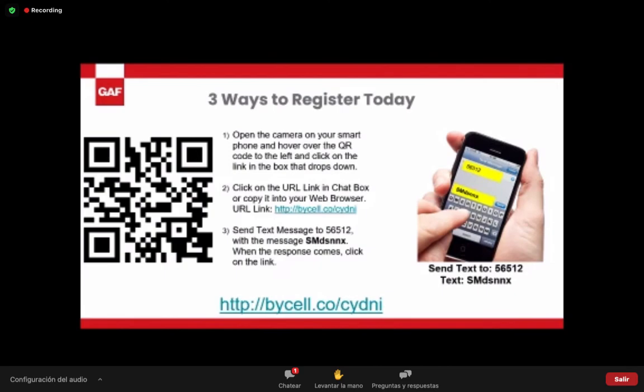And one thing I did miss, if you have an Android phone and you hold up your camera browser to it, it may not pop up. You may have to take a picture of it and actually add it to your QR reader if you're using an Android phone. Now, once you get to the registration page, a couple things to cover there.